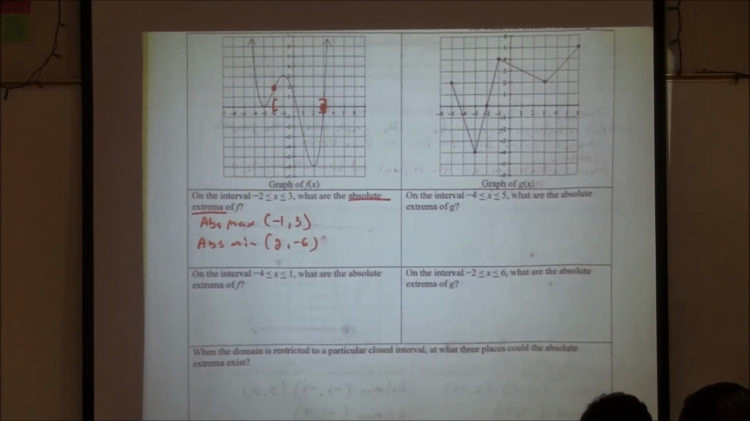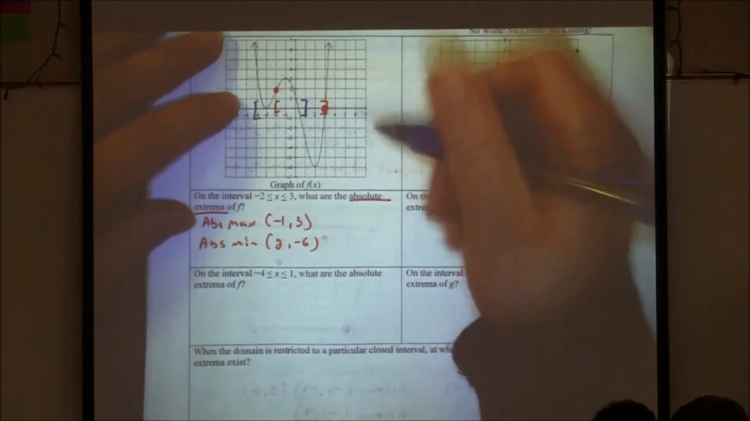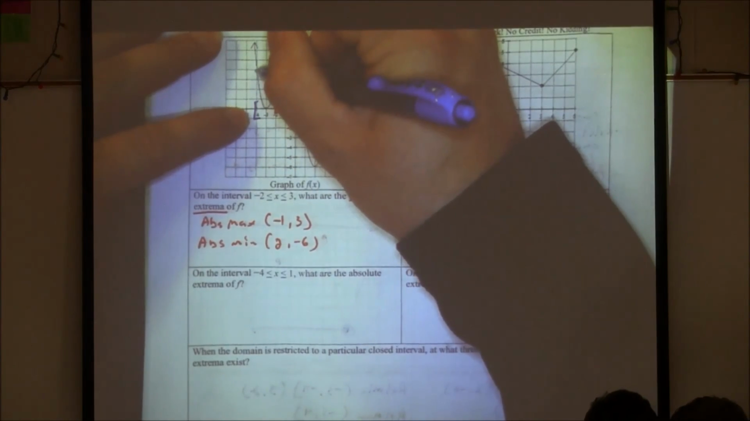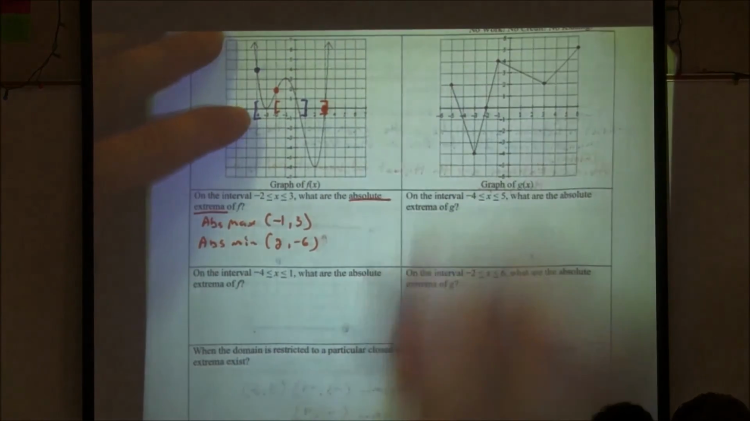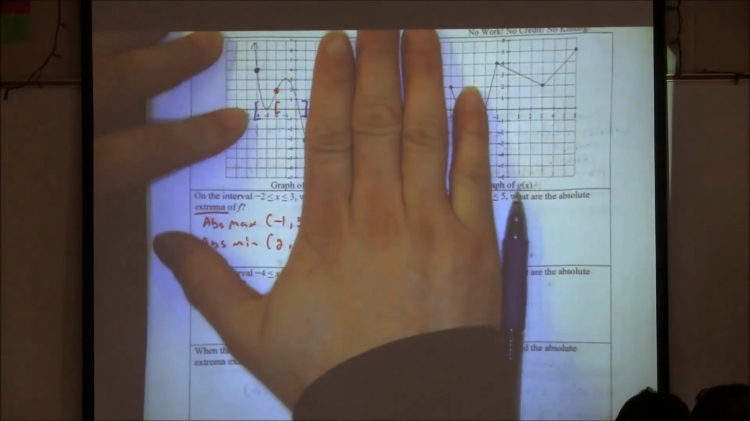Let's look at the next interval between -4 and what? 1. So now I'm only looking at the graph from here to here. What would be the point at -4? So I know where it stops. What would be the point at 1 so I know where it stops? -3. So I'm only looking at the graph from there to there.